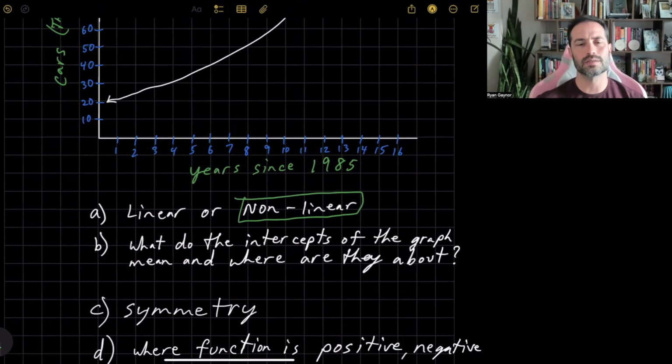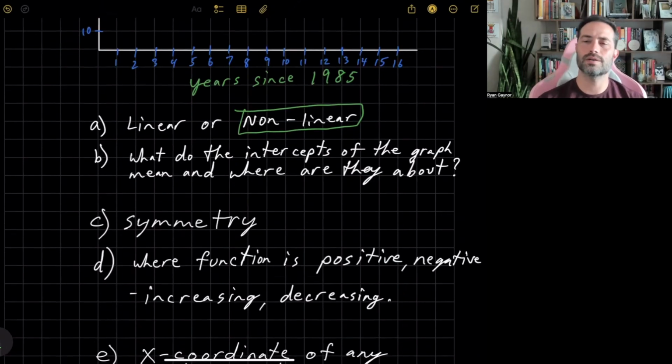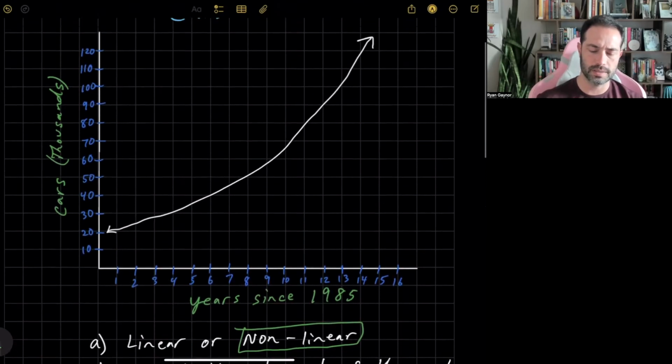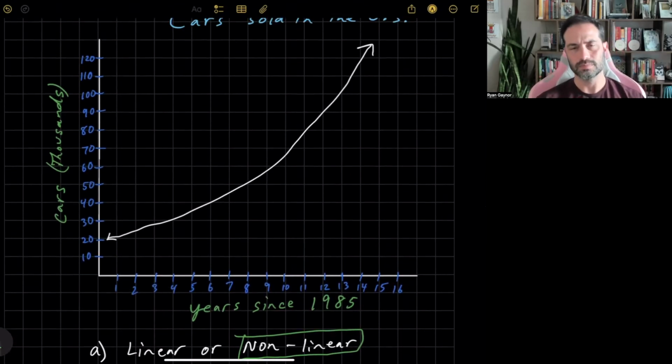Second part, it says, what do the intercepts of the graph mean and where are they about? Okay, so let's look at the intercepts. Now, when they say intercepts, they mean y-intercept or x-intercept, or both. So as you can see here, the curve is not actually touching the y-axis, and it's not actually touching the x-axis. But for the y-axis, we can see that eventually it will hit that. So it looks like it's going to hit it at around 20,000 cars.